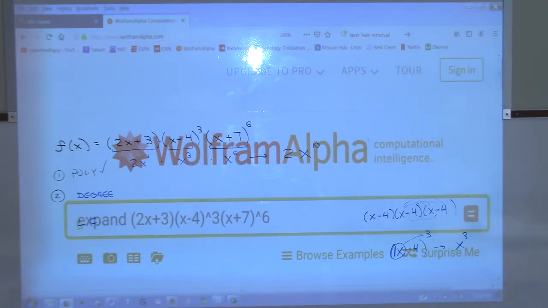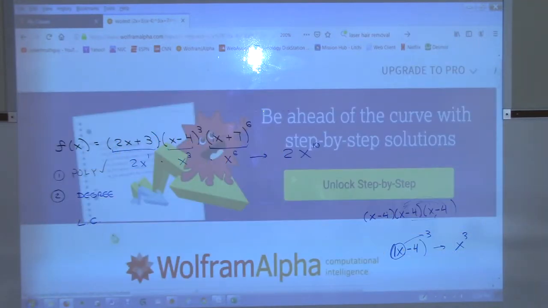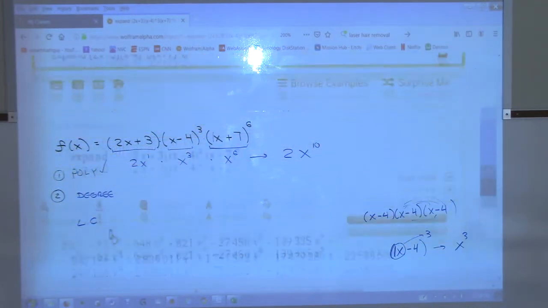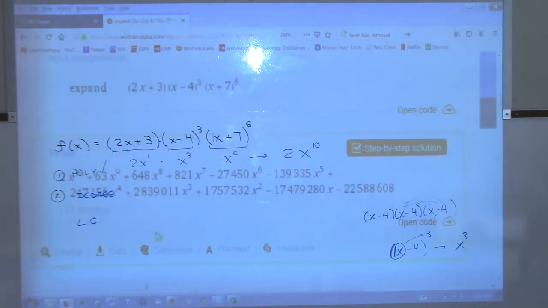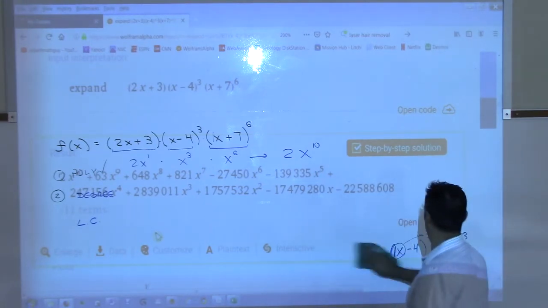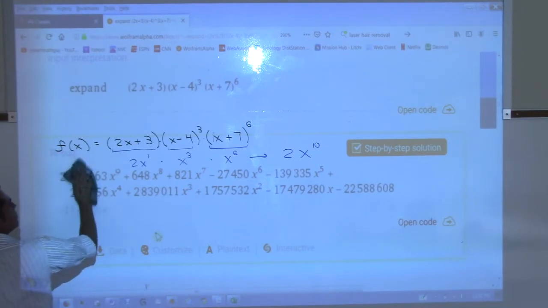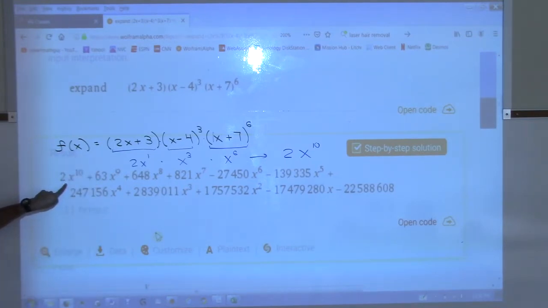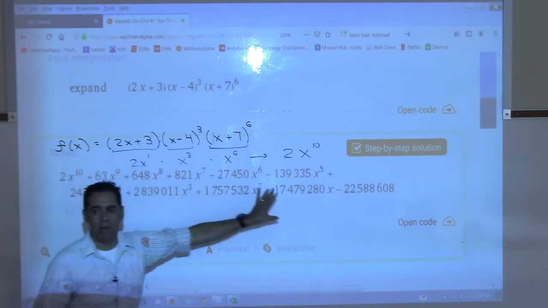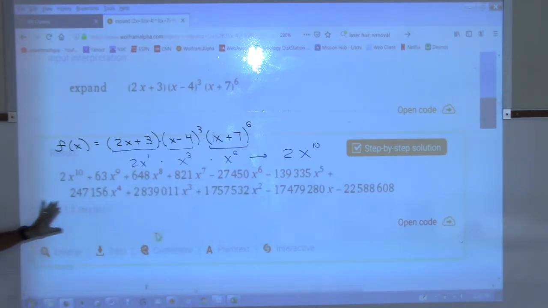Okay, so I'm going to expand this. So this is just to convince you that if you were to have multiplied that all out, which the computer just did for me, all right? Look at the first term right there. What's the first term? 2x to the 10th. And everything else is going to be a lower power of x. Okay? So that's why we can kind of shortcut.